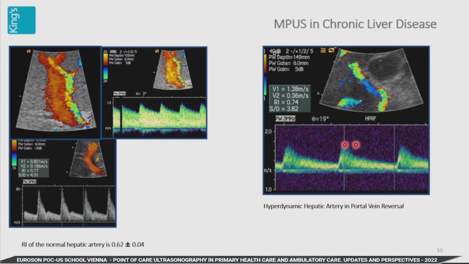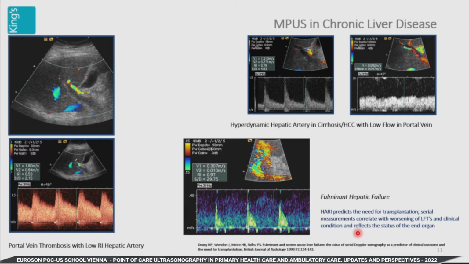And you can watch and see and look at portal vein reversal with a hyperdynamic hepatic artery, implying that you've got chronic liver disease here, adding to your ability to make a diagnosis. And you can see portal vein thrombosis, changes in the hepatic artery with fulminant hepatic failure, that very high resistance hepatic artery, because you cannot get blood into the liver, it's so edematous, gives you a clue as to the prognosis and the severity of the underlying disease.